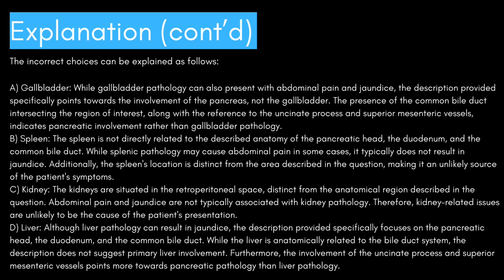C, kidney. The kidneys are situated in the retroperitoneal space, distinct from the anatomical region described in the question. Abdominal pain and jaundice are not typically associated with kidney pathology. Therefore, kidney-related issues are unlikely to be the cause of the patient's presentation.